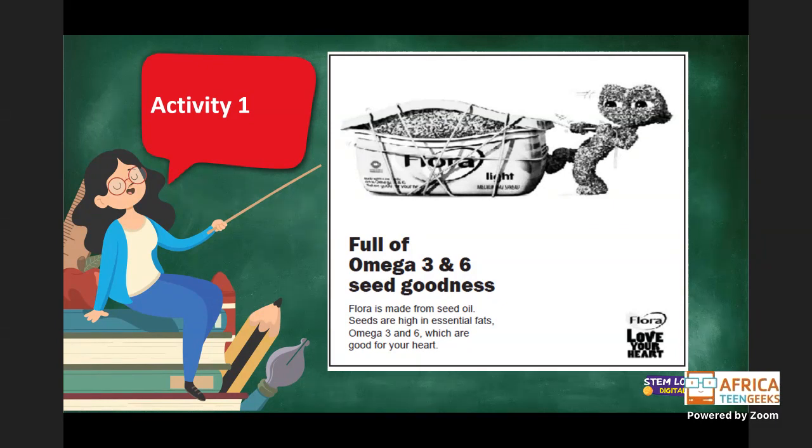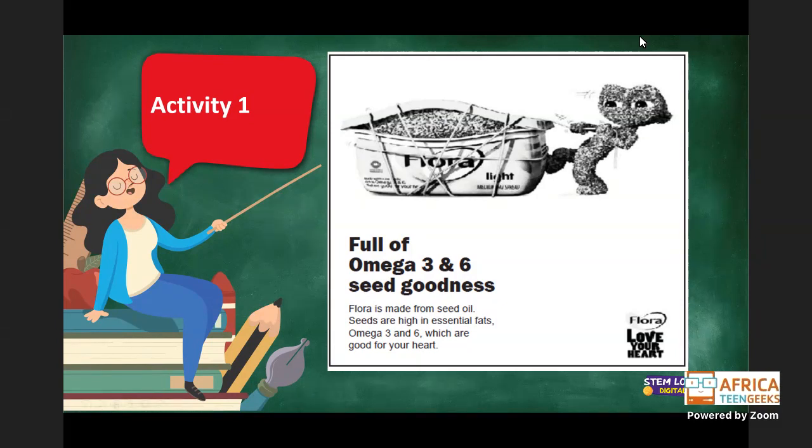So the Flora tub bursting open emphasizes the margarine's high seed omega-3 and 6 content. So this emphasizes that the seeds are good for your heart. Okay, so that's how you can answer that one. So just remember, 2 marks. Make sure that you don't write too much, but at the same time, you provide a mark-worthy answer. Okay. Right, let's look at the third.